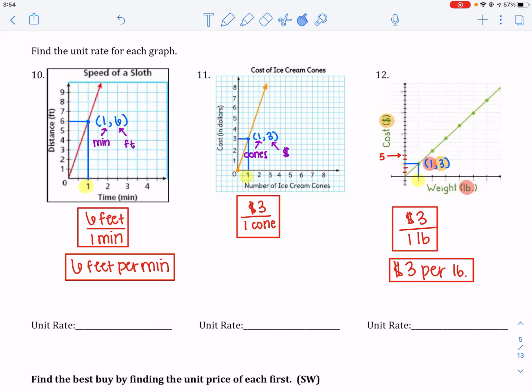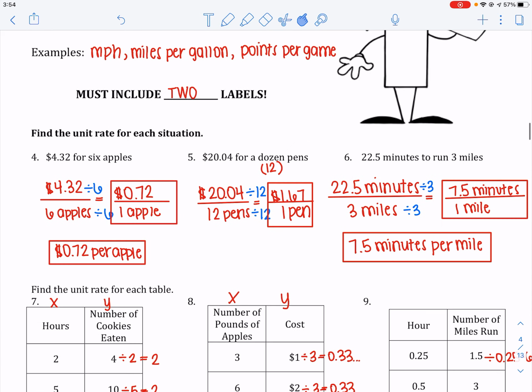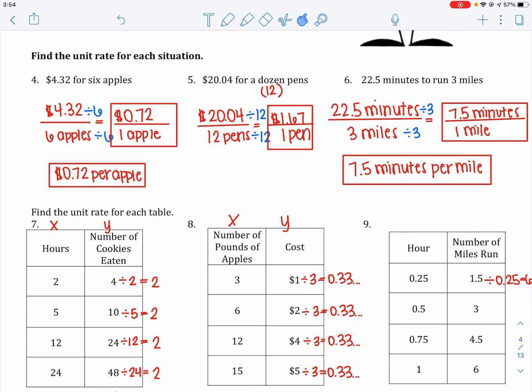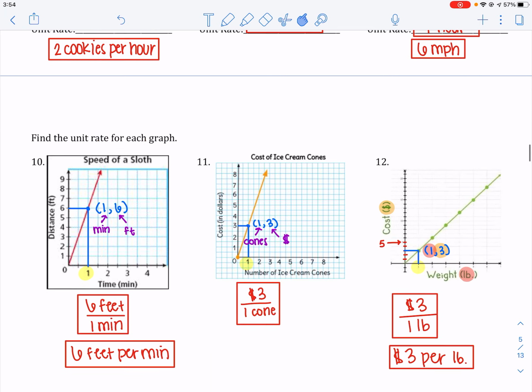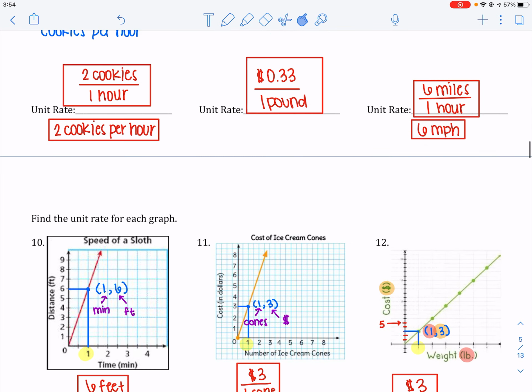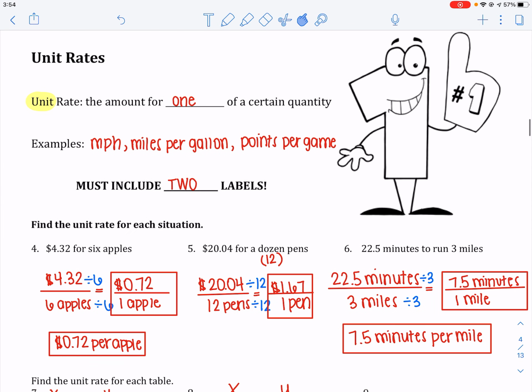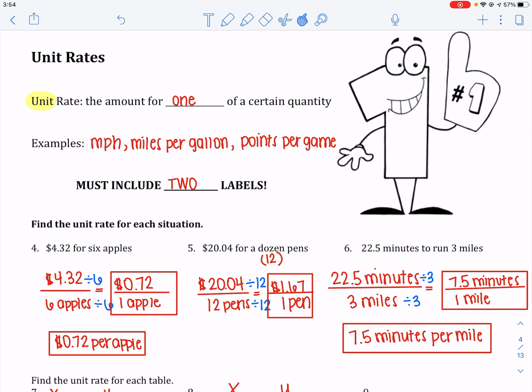We've now talked about unit rates just given words. So just these first 3 examples, just giving words and finding a unit rate. We've taken tables and found unit rates, and we've also taken graphs and found unit rates. So we now can find unit rates using 3 different forms, just words, tables, or graphs, and we're able to divide them out and find our unit rate. So feel free to rewatch whatever you need to, and message me if you have any questions.